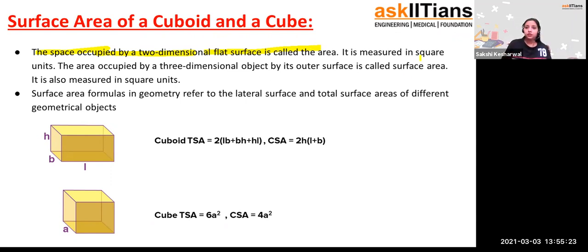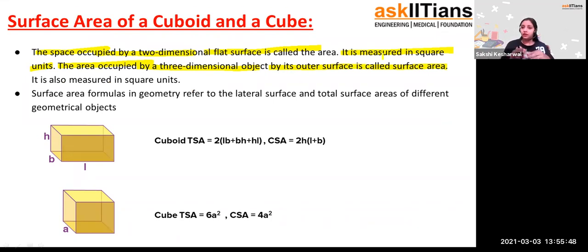Now it is measured in square units, right? Square unit can be square meter, or square centimeter, or square kilometers, anything, depending on how big the thing is, right? The area occupied by a three-dimensional object by its outer surface is called its outer surface area.